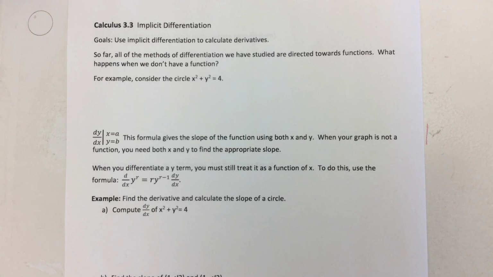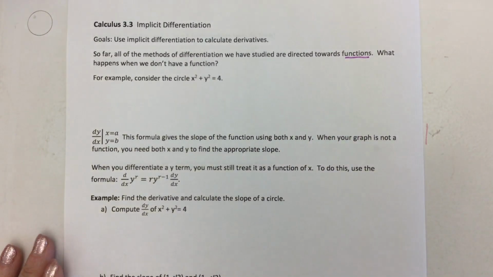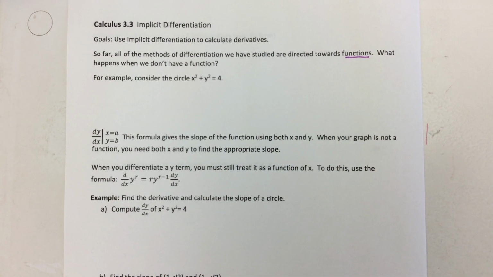Today in calculus, we are going to look at a concept called implicit differentiation, which is section 3.3 in the textbook. So far, anytime that we have found a derivative, it's always been directed towards a function. And what that means is that if you graph that function on a coordinate plane, it would pass the vertical line test. We always only had one variable.